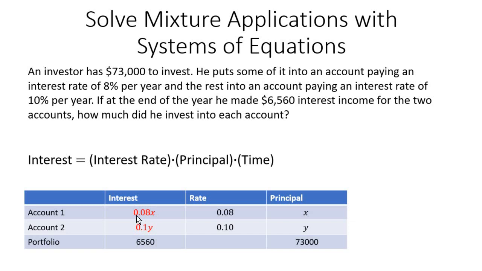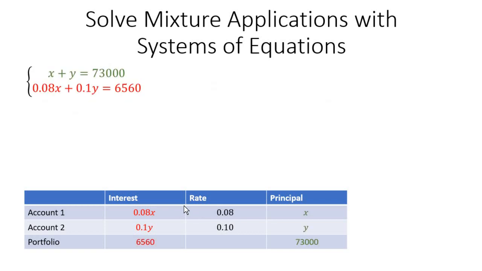Now, this amount, 0.08X, represents the amount of interest earned on account 1, while this amount, 0.1Y, represents the amount of interest earned on account 2. So when we add those two amounts together, we should get the total amount of interest from the portfolio, $6,560. And X is the total amount invested in account 1. Y is the total amount invested in account 2. That's the total principal. When you add them together, you should get 73,000. So that gives us two equations. X plus Y equals 73,000, and 0.08X plus 0.1Y equals 6,560.